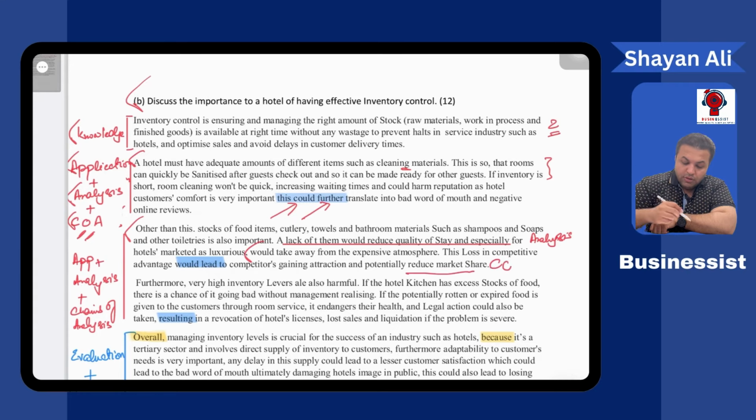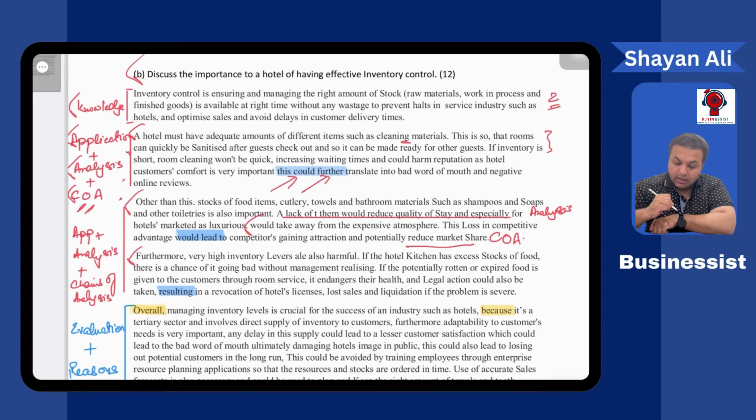Moving onwards. Furthermore, very high inventory levels are also harmful. If the hotel's kitchen has excess stock of food, there is a chance of it going bad without the management realizing. If potentially rotten or expired food is given to the customers through room service, it endangers their health and legal actions could also be taken. Again, chains of analysis, resulting in revocation of the hotel's license, again a further chain of analysis, resulting in lost sales, further chains of analysis, and liquidation if the problem is severe.